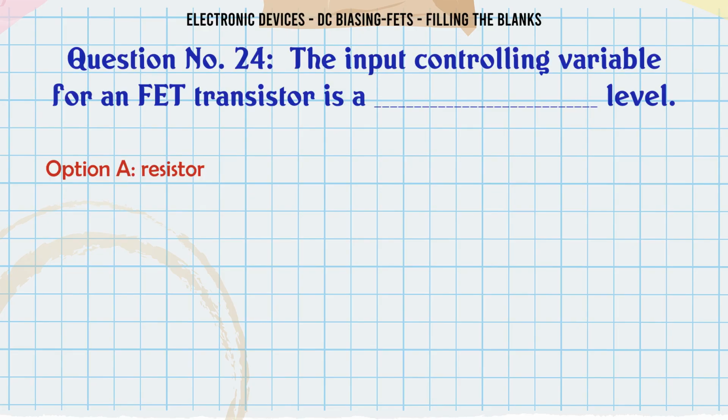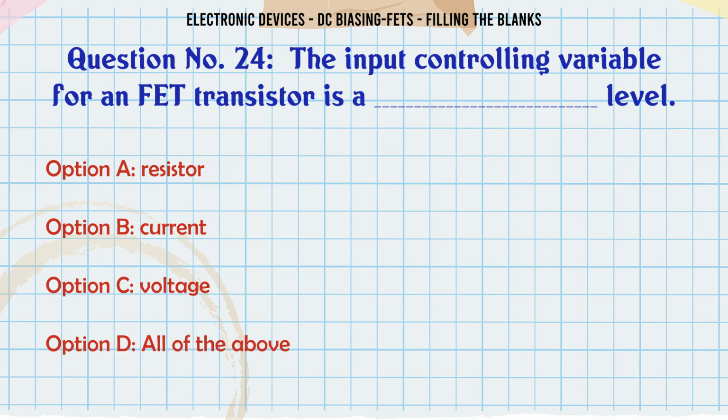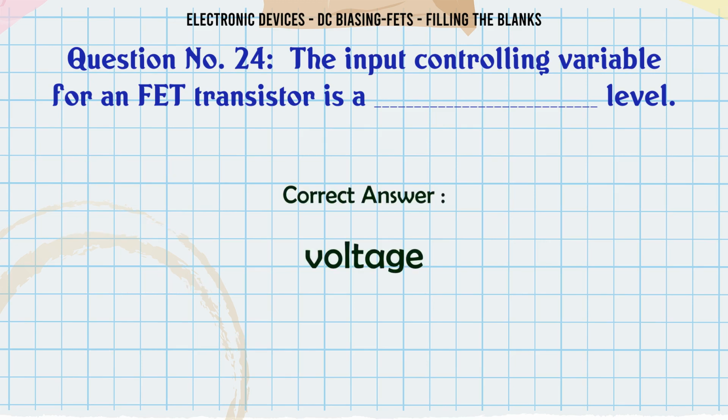The input controlling variable for an FET transistor is a level A. Resistor. B. Current. C. Voltage. D. All of the above. The correct answer is voltage.